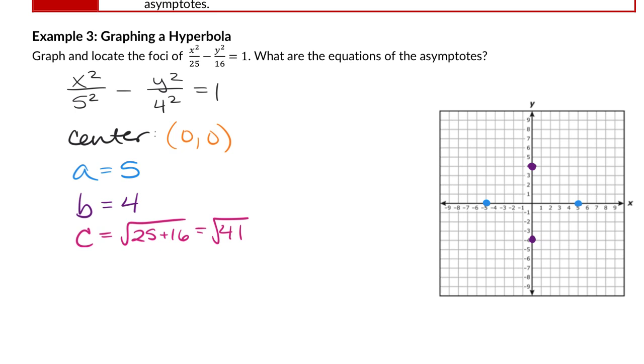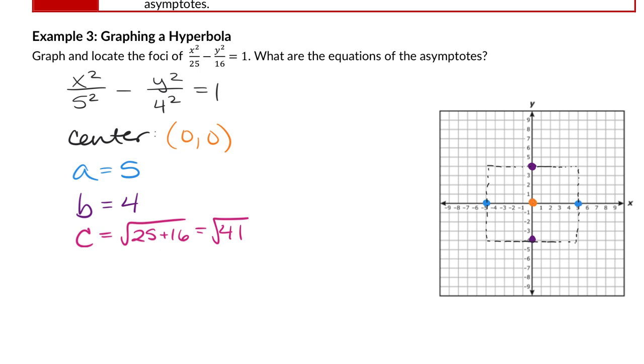This is a little dashed box. It's not actually part of the real hyperbola, but it will help us draw it. Do we see how I've created the box with the A and the B value? Okay. Let me go ahead and plot my center point so you can see that that's there.